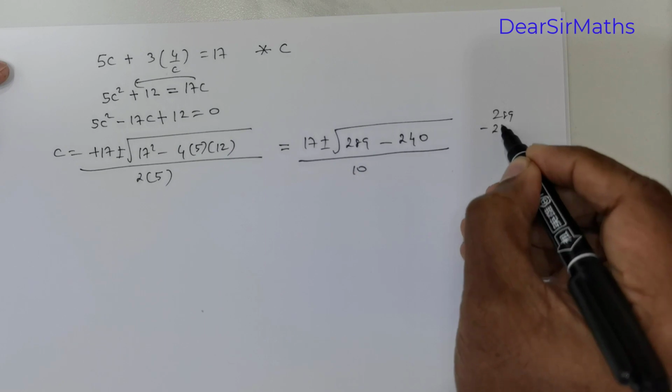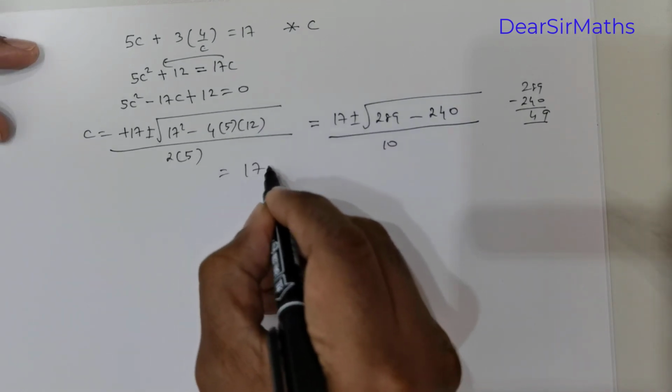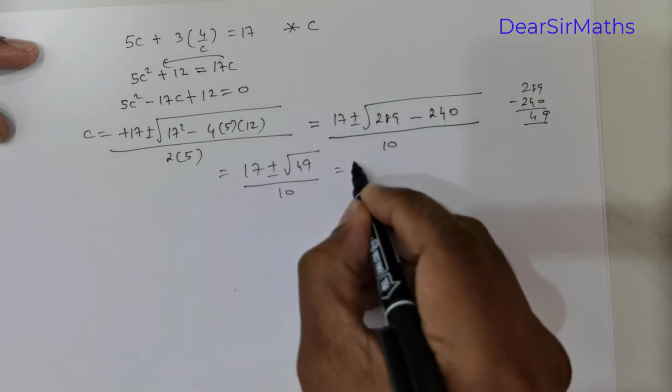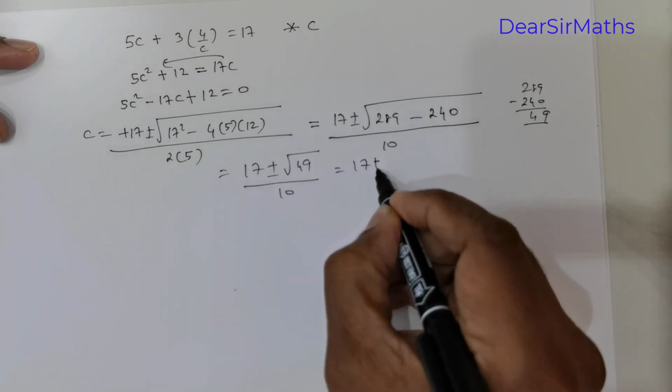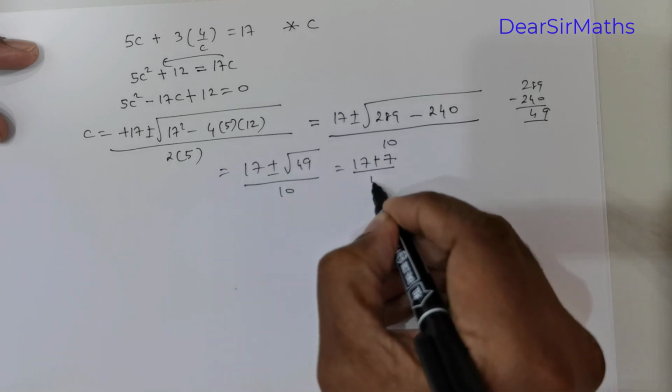289 - 240, this is going to be 49. So 17 ± the root of 49, divided by 10. This is going to be 17 + the root of 49, which is 7, divided by 10.